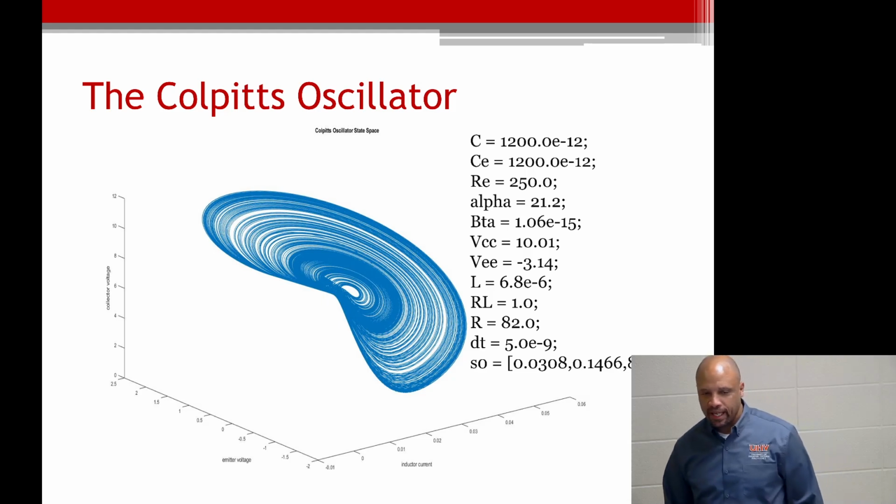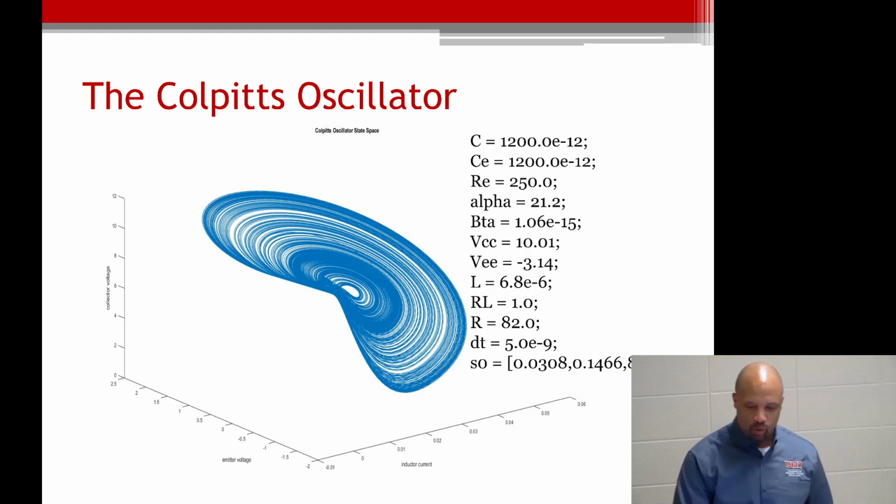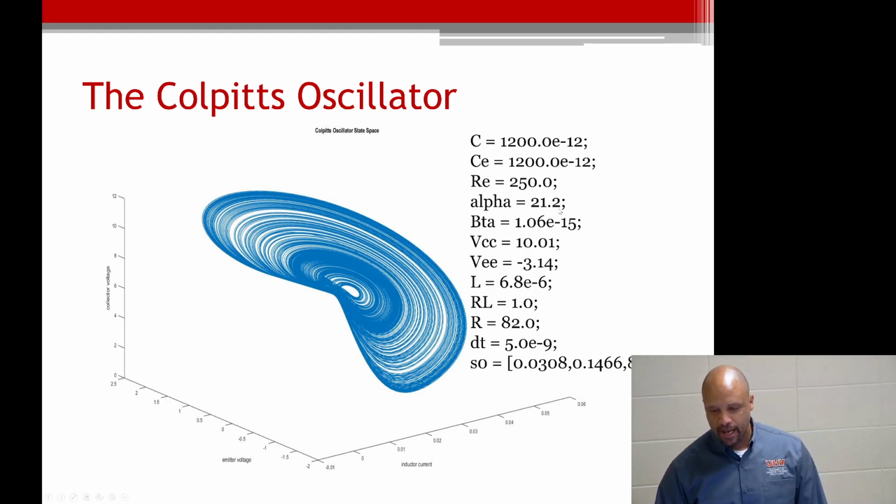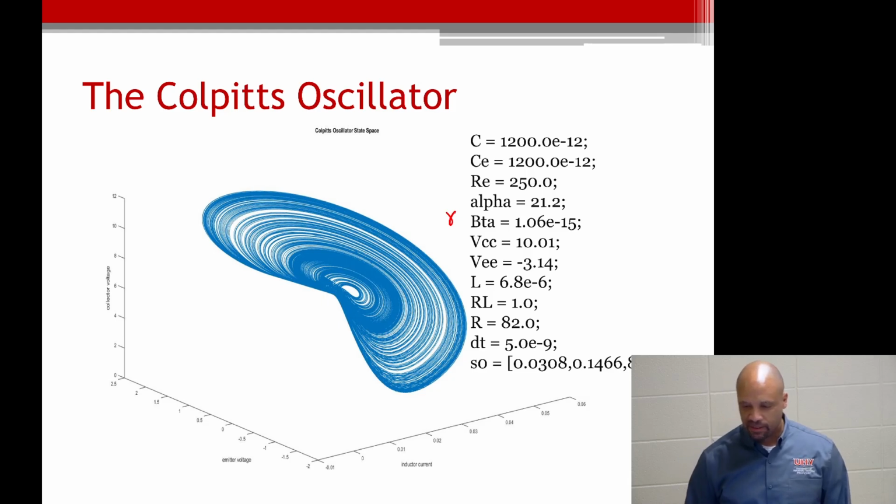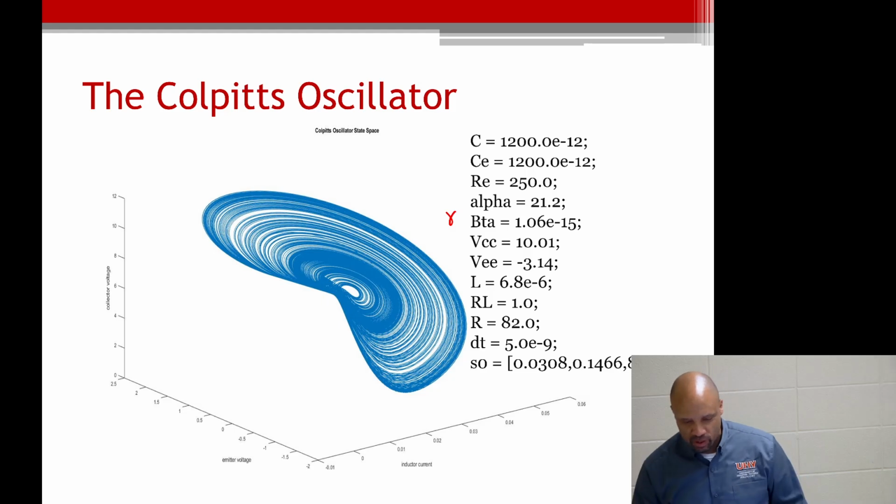So here's a set of parameters that will get you this. So you can see all of the capacitances, the resistance. This alpha is actually, well, this beta, I should say, is actually what we've called gamma that you'll see in some places. Just use that just for the computer's sake.